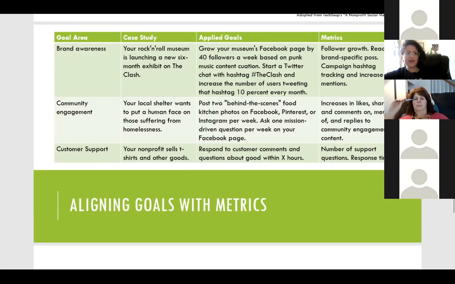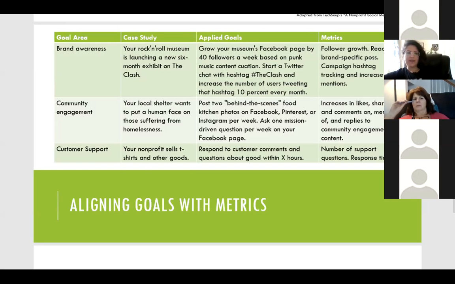If you want community engagement, let's say that you have a local shelter and you want to put a human face on those suffering from homelessness. One thing you might do is put together some behind the scenes photos that you can use for Facebook or Instagram, and then maybe have a mission driven question on your Facebook page, one per week, where you're asking people to have a conversation with you. And that might help you see an increase in likes, shares, comments, mentions, and obviously replies, so we're having conversations with people.